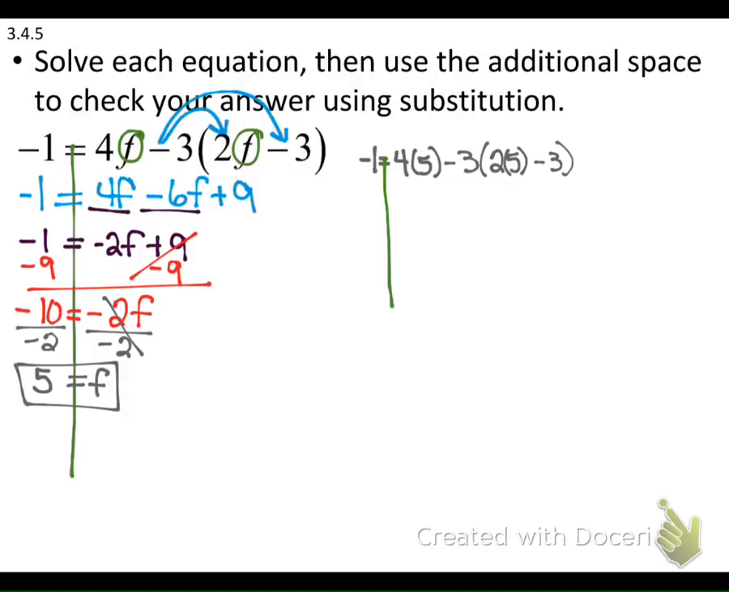So my right side, because there are no variables, I use order of operations the correct way. According to order of operations, I'm going to start with parentheses first. So what do I do inside of the parentheses first? Okay. Then what do I do within that parentheses?